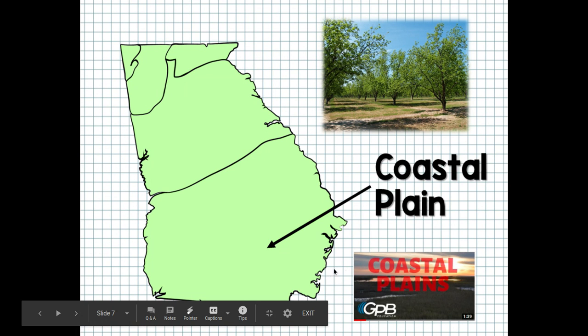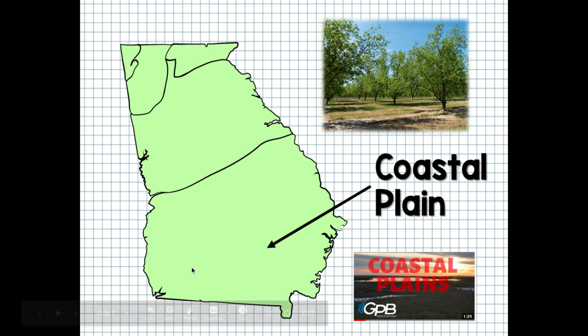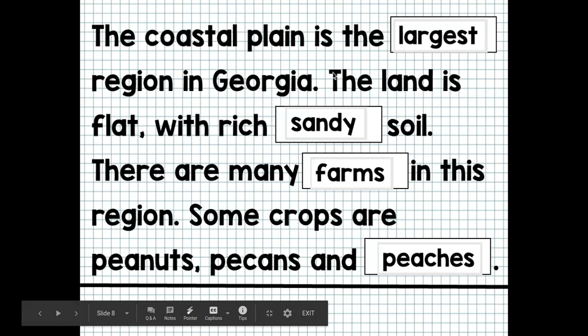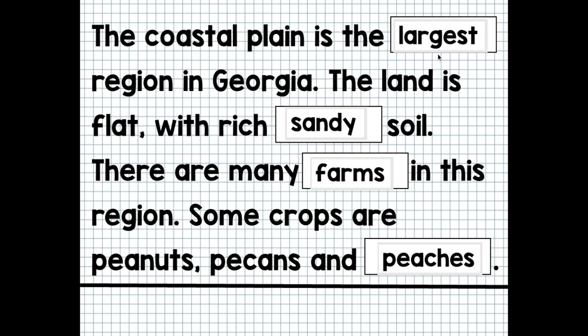All right, so the first region we learned about was the coastal plain region. All right, this is the flat land. It has different types of land. There is some swampy land down here near Okefenokee area. All right, we have beach area. And then we have lots of flat area with rich soil for the farming, like in the area we live in.